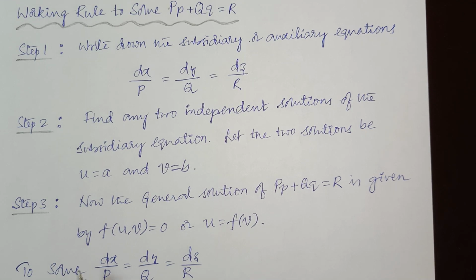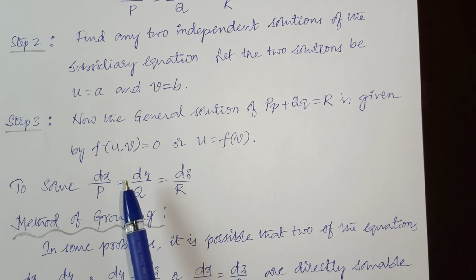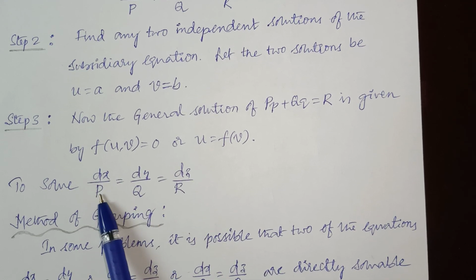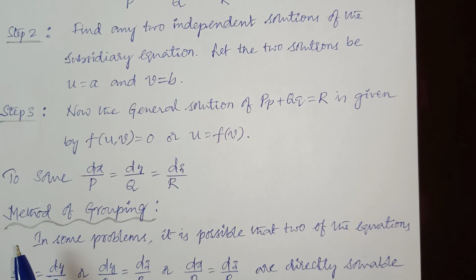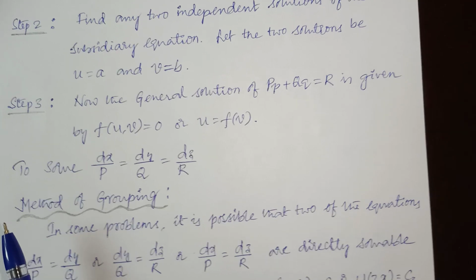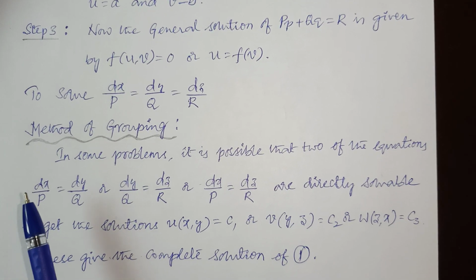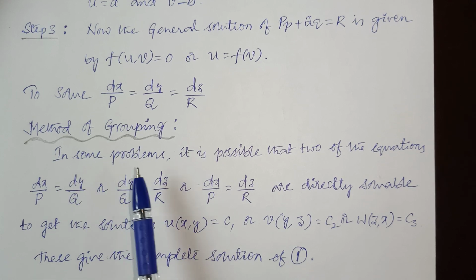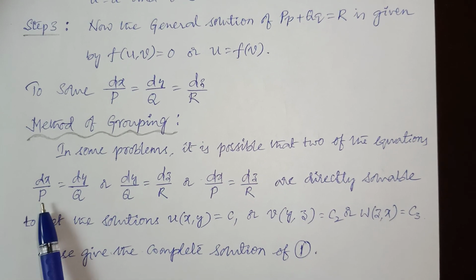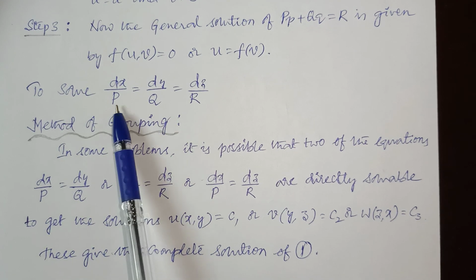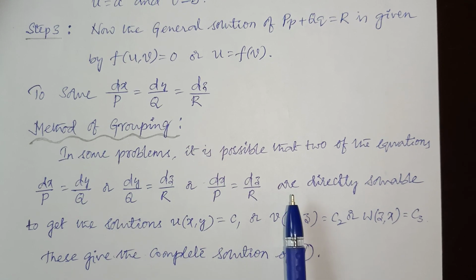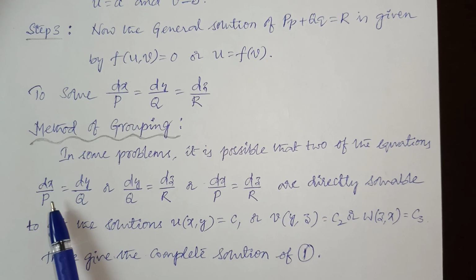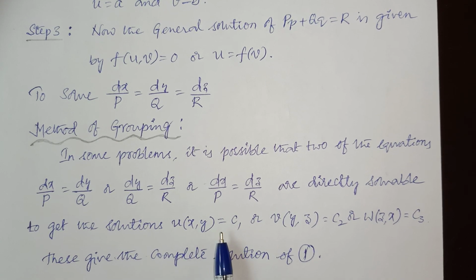Now, how to solve the subsidiary equations dx by capital P is equal to dy by capital Q is equal to dz by capital R? We have two methods. The first one is the method of grouping and the other one is the method of multipliers. First, the method of grouping: we equate the first two members, or the first and the last, and by equating these two you can directly solve the equations to get the solutions.